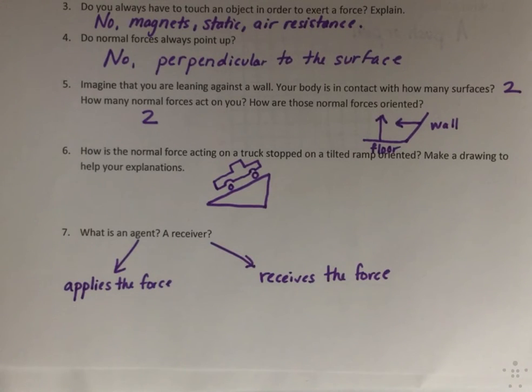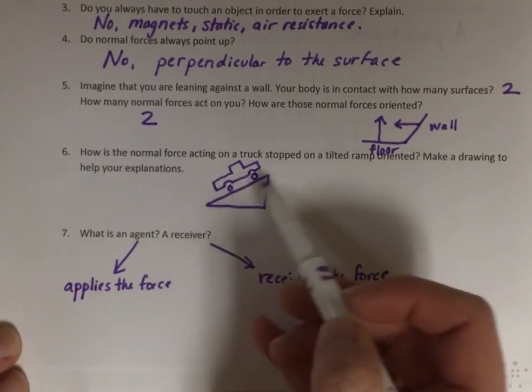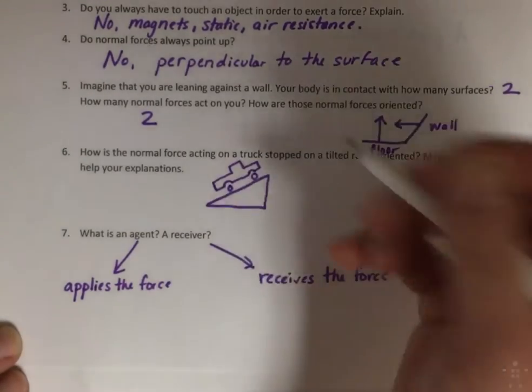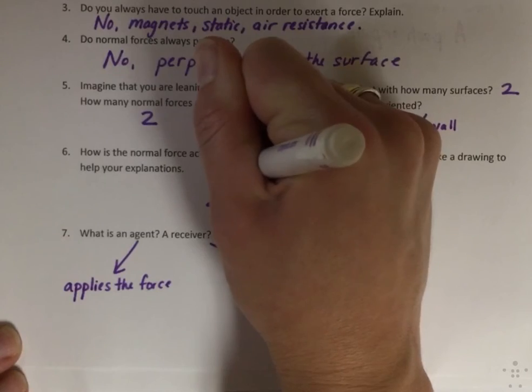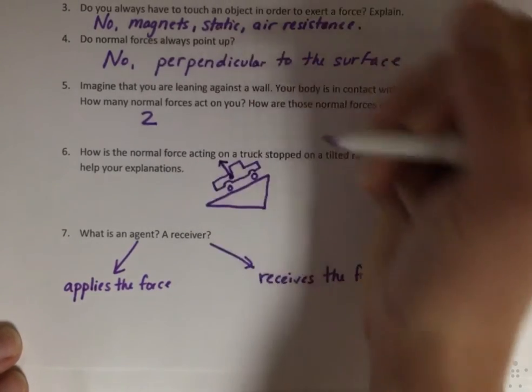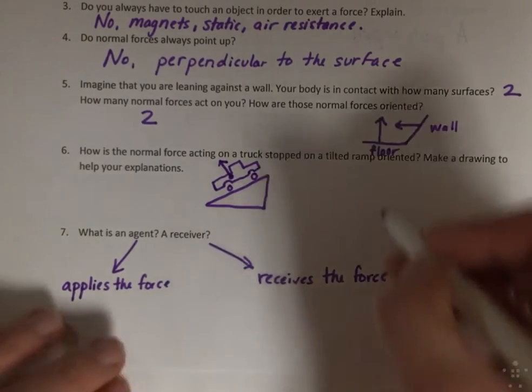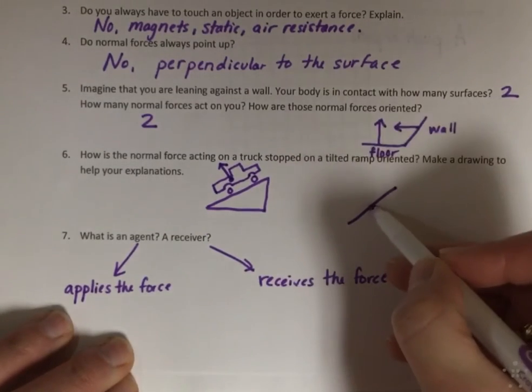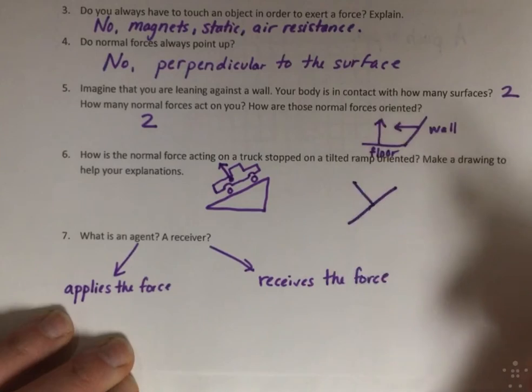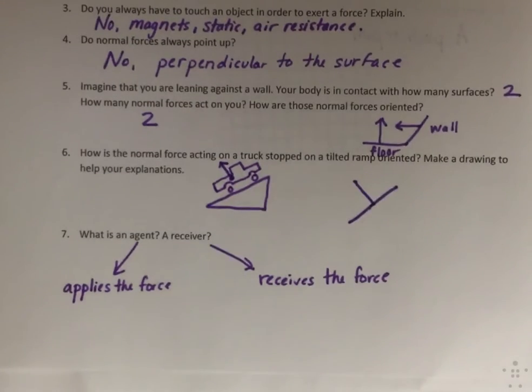And then how is the normal force acting on a truck stopped on a tilted ramp oriented? We had a review question about this. So I made a drawing to help show why this is the correct answer. Since the truck is on a surface that is slanted like this, the normal forces are also going to be slightly slanted, perpendicular to that surface. So if the surface looks like this, I want to be able to draw part of an X out of it, and that's perpendicular.